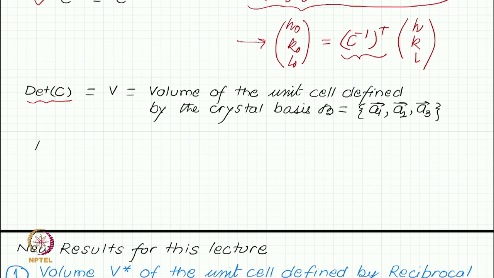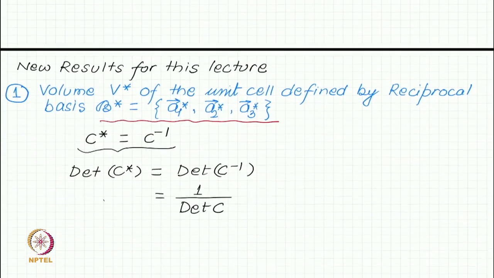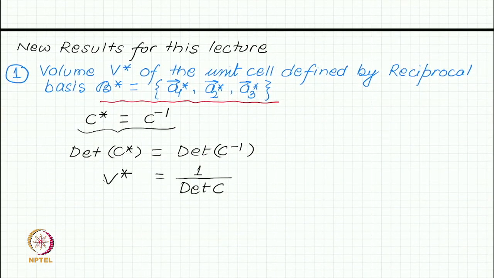So, similarly, this property will be true irrespective of what basis we are using. So, if we are using the reciprocal basis, determinant of C star will become V star. So, LHS becomes V star and RHS becomes 1 by determinant C, but 1 by determinant C is nothing but 1 by V. Again the reciprocal property comes in very nicely. The name is fully justified, as you are seeing. As more and more properties you explore, you will find that the reciprocal lattice name is 100% justified.